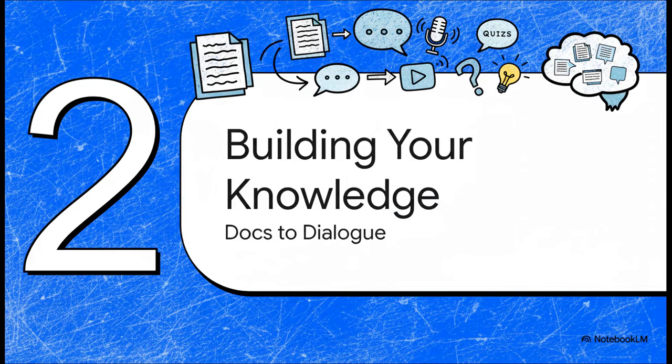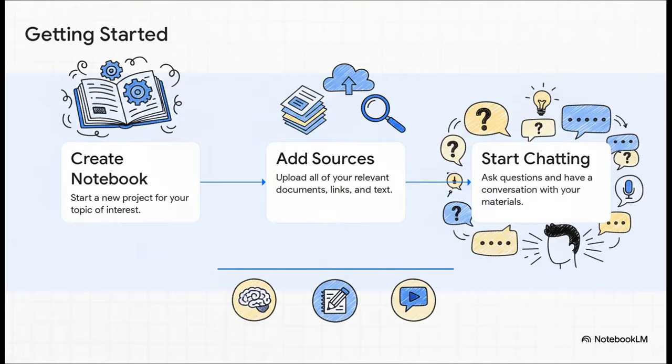Okay, so that's the what. Now, how do you actually use it? Let's get practical and see how you can build your own personal knowledge base, which Google calls a notebook. And you'll see, it's surprisingly easy to get started. Honestly, it's as simple as 1, 2, 3. You just create a new notebook for whatever topic you're working on, you add your source materials, and then you just start talking to it.